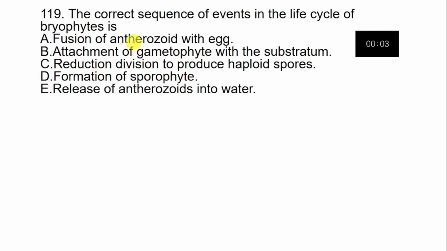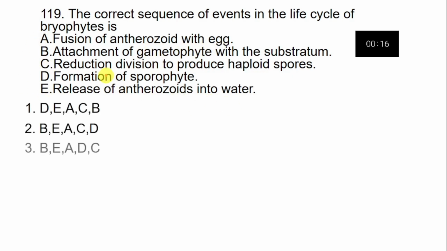The correct sequence of events in the life cycle of bryophytes is fusion of antherozoid with egg, release of antherozoid into water. So E will follow A. E following A is in almost all options. What you can see here is the beginning is with B or D. What is B? Attachment of gametophyte with the substratum. What is D? Formation of sporophyte.